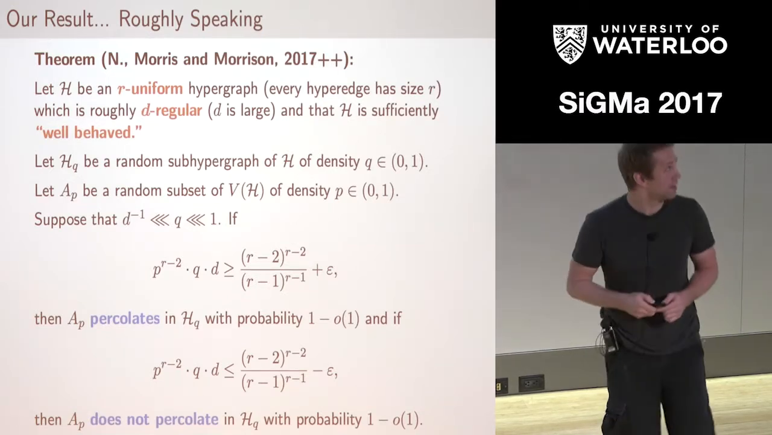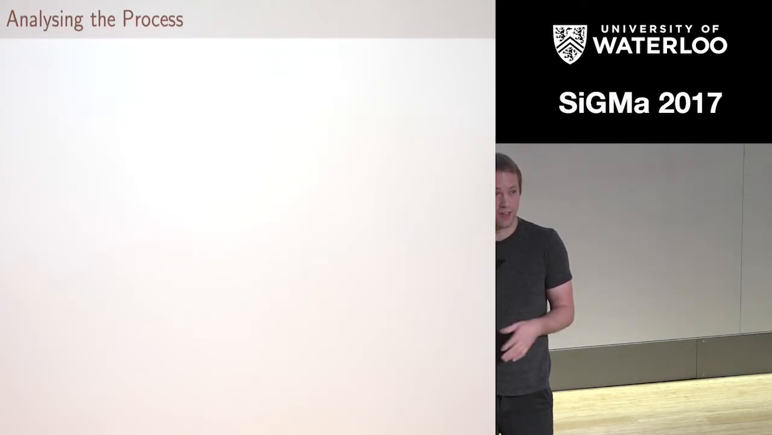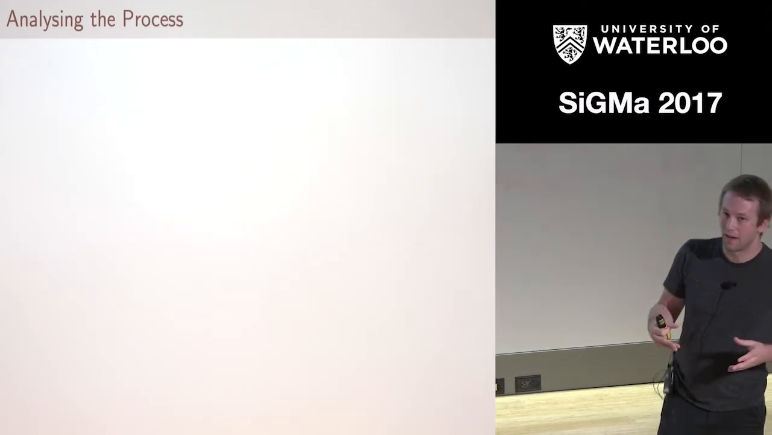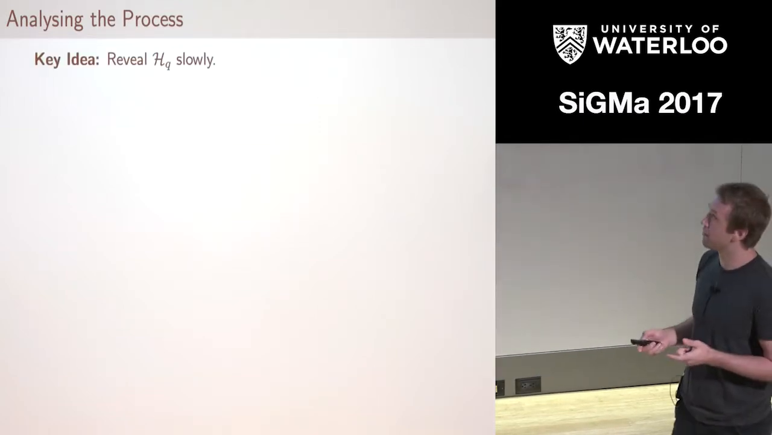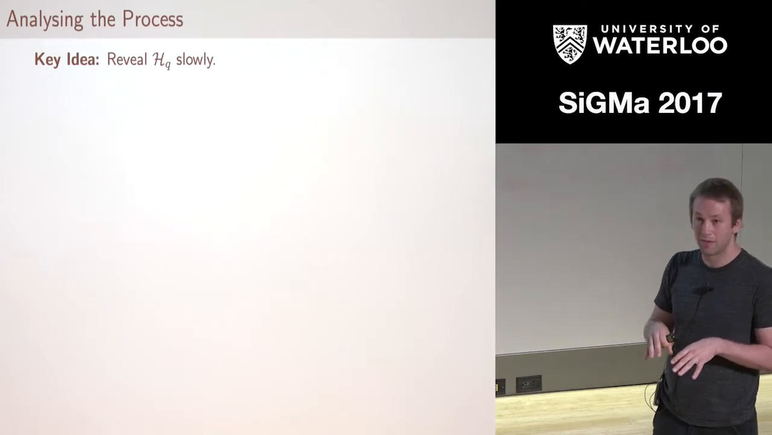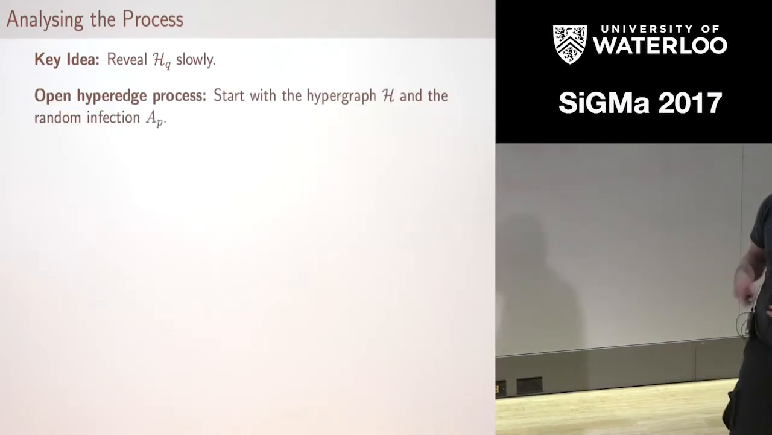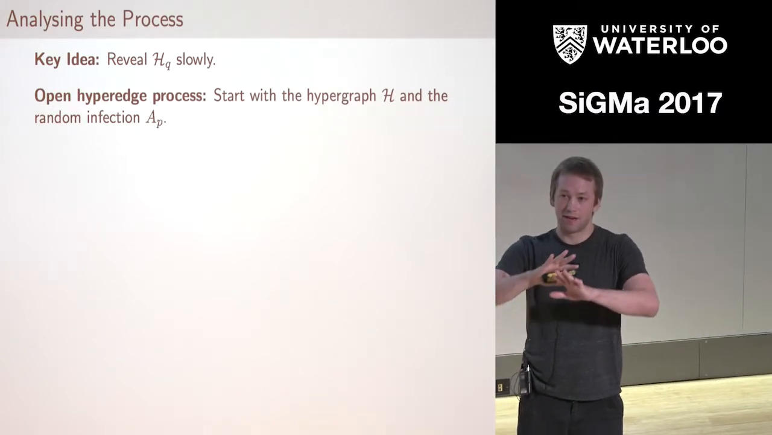Let me spend a few minutes telling you how we prove it. We have a random hypergraph and a random infection, and we want to say whether it percolates. You would think you should just take the random hypergraph, take the random infection, and somehow analyze how it spreads. But it turns out it can be useful to do things in a somewhat backwards order. Rather than revealing the random hypergraph at the beginning, it makes sense to reveal it only slowly. Let me explain how that works. We pretend we don't actually know the random hypergraph. We just have the entire hypergraph H.